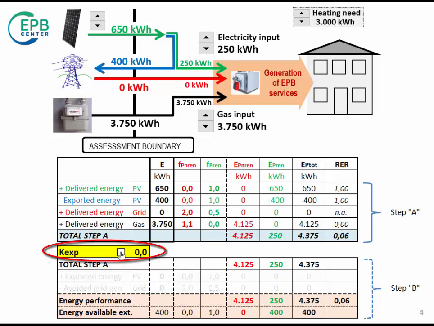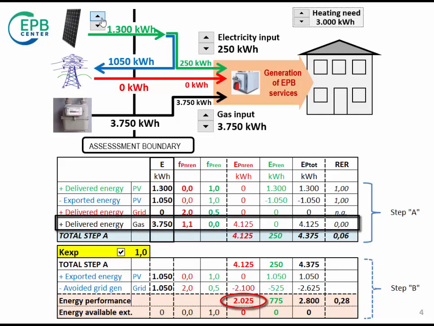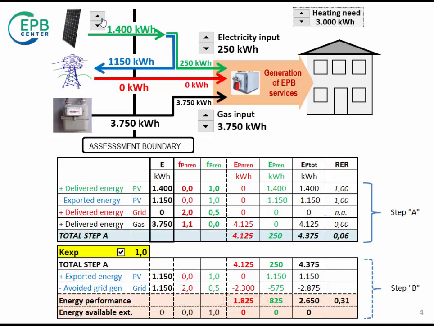With option A, that is K exported equals 0, the increasing exported energy does not influence the energy performance. With option B, that is K exported equal 1, the avoided primary energy of the grid generators thanks to exported electricity compensates the primary energy of the gas. So you may reach a good energy performance, low primary energy, even though you still need a lot of gas to heat your building. If PV is enough, you may change the sign of energy performance and the renewable energy ratio becomes higher than 1.